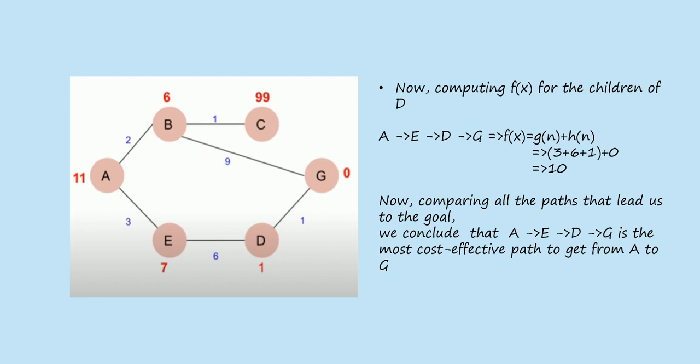Now computing f of x for the children of D, that is A to E to D to G, we compute f of x. Now comparing all the paths that lead us to the goal, we conclude that A to E to D to G is the most effective path to get from A to G.